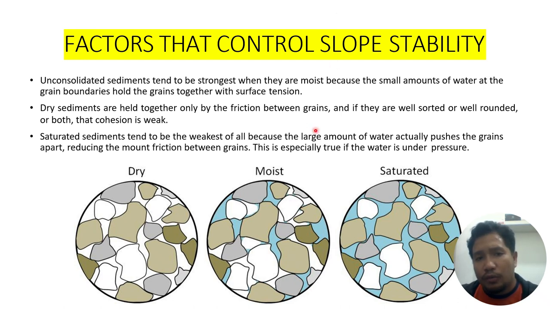The strength of unconsolidated sediment is also affected by the size and shape of the grains. Smaller grains have a larger surface area, which means there is more surface tension to hold them together. This is why finer grained sediments such as clay and silt are generally stronger than coarser grained sediments such as sand. The strength of unconsolidated sediment is an important factor in determining their susceptibility. A weak sediment is more likely to fail than a strong sediment. This is why it is important to consider the strength of the sediment when assessing the stability of a slope.